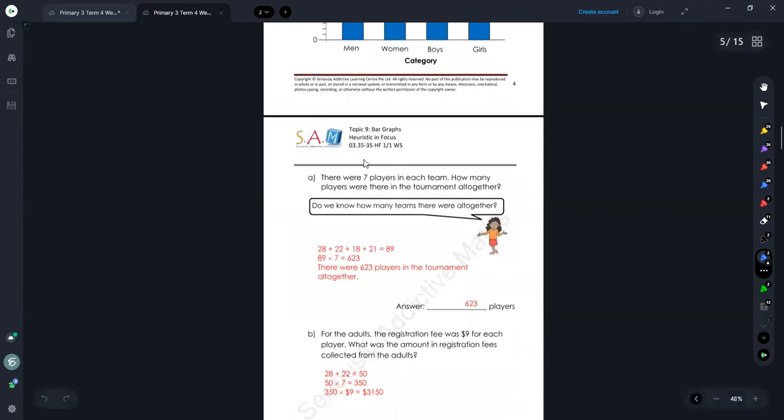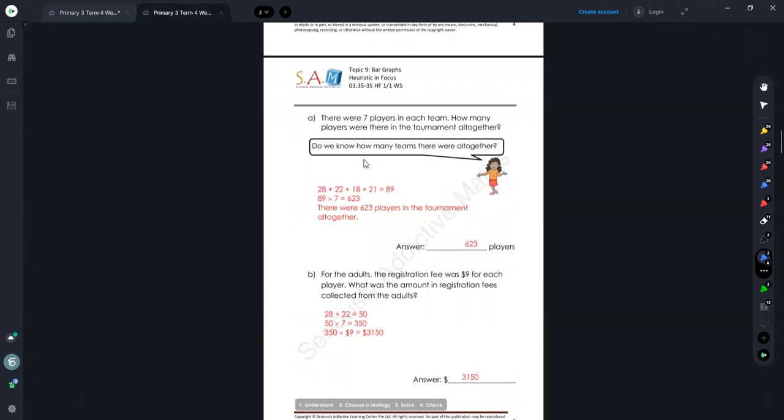All right, so remind them for this heuristic, it requires them to use several operations, a mixture of operations. It can be addition, can be subtraction, multiplication, and then division. Okay, a few steps involved. For the adults, registration fee was $9 for each player. What was the amount in registration fee collected from adults?